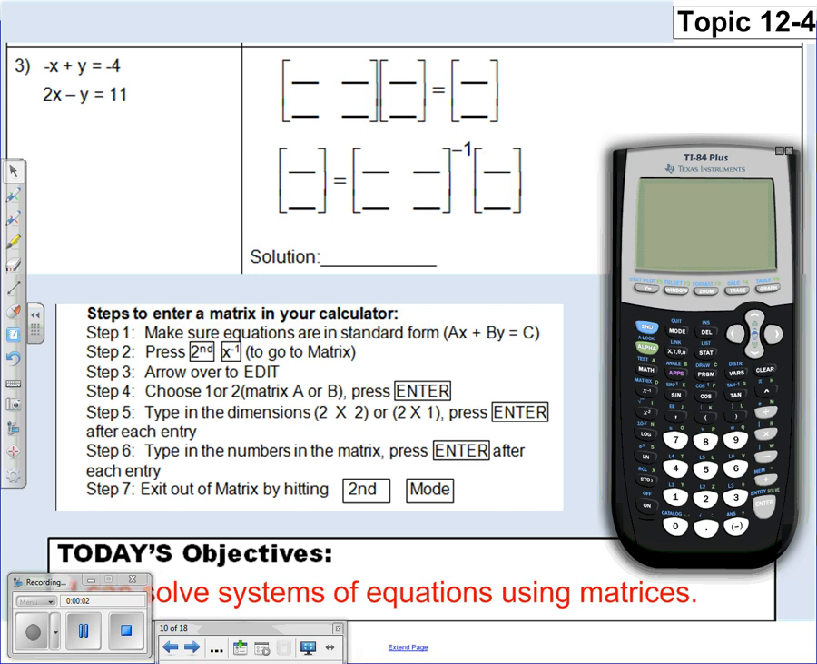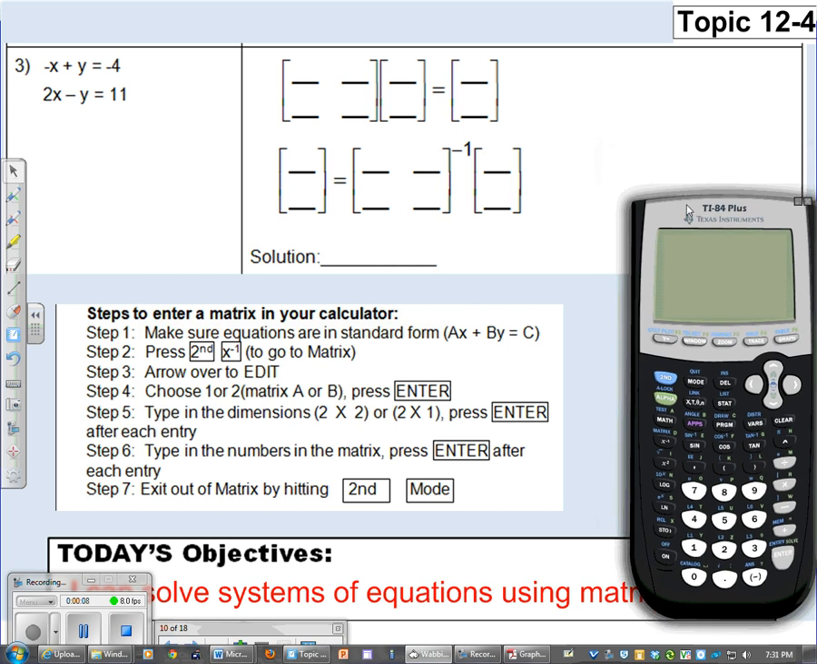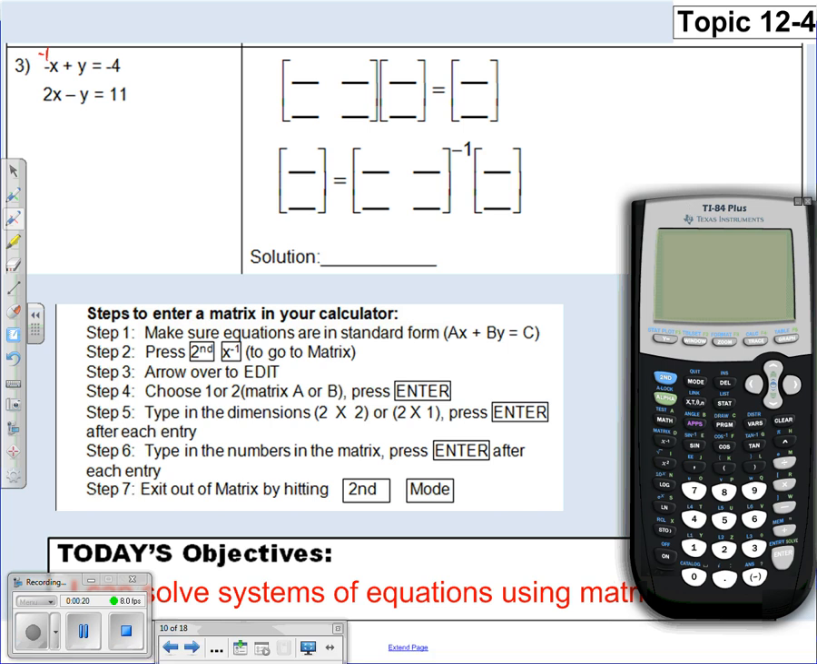This is the continuation of topic 12-4, solving systems of equations using matrices. So we're going on to the next problem, 3. You will see that our equations are in standard form. Both equations are. Let's talk about the numbers that are in front of the x. There's a negative, but there's an understood 1, so that's -1.